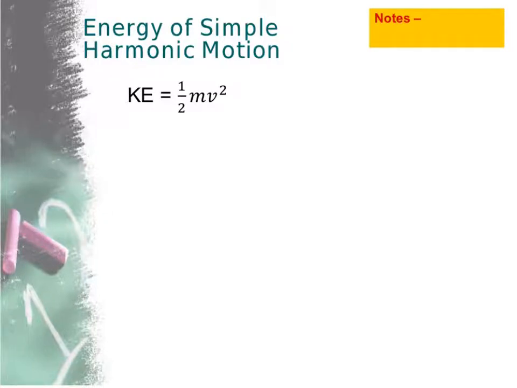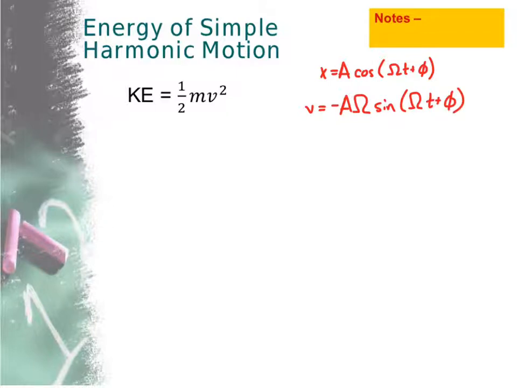All right, so now let's talk about kinetic energy of an object in simple harmonic motion. We know that kinetic energy is equal to 1/2 mv squared. If I have a displacement curve where x is equal to a times cosine of omega t plus phi, I can use my handy-dandy chart to find out that v is equal to negative a omega times sine of omega t plus phi. If I take the square of that, because after all I want v squared, it's going to equal a squared omega squared times sine squared of omega t plus phi.